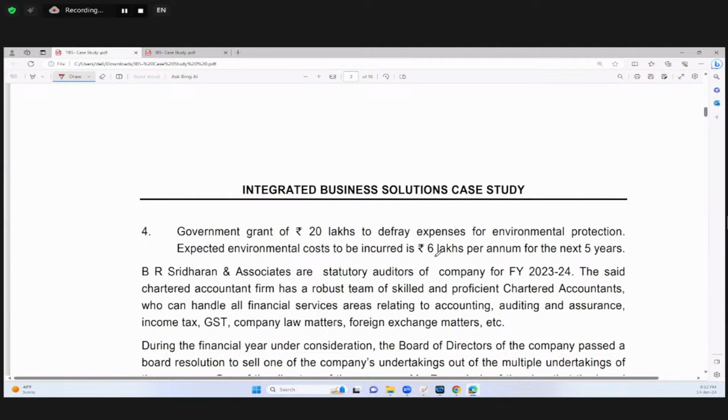Now, you are providing a grant of 20 lakhs against total expense of 30 lakhs. How is it coming to 30 lakhs? See, they are saying environmental cost to be incurred is 6 lakhs per annum for the next 5 years. It means 6 into 5, you have 30 lakhs total expenses to be incurred by the entity. Against this 30 lakh, 20 lakh is provided in the form of grant.